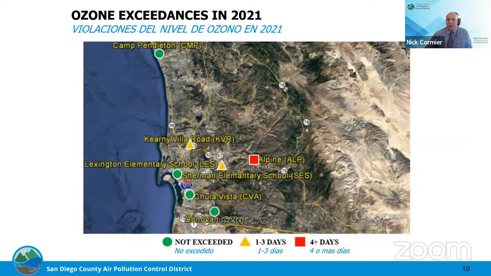This dynamic is evident on the following map, which shows the number of days that regional ozone monitors exceeded the state ozone standards last year. The red square is our Alpine ozone monitor, which had more than 4 exceedance days. The orange triangles are primarily the district's ozone monitors found in our inland valleys, which include Kearney Mesa and El Cajon, both of which had fewer than 4 exceedances. Lastly, the district's ozone monitors shown by the green circles had no exceedances of ozone standards last year. The monitors in green mainly comprise monitors along the coastline. However, the district's ozone monitor at Donovan Prison near the border also did not exceed state ozone standards.